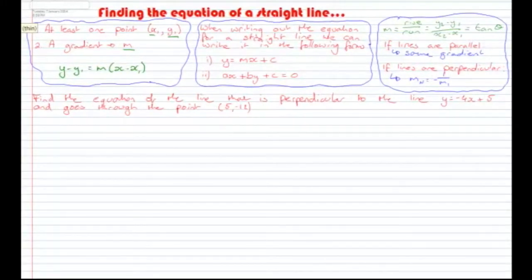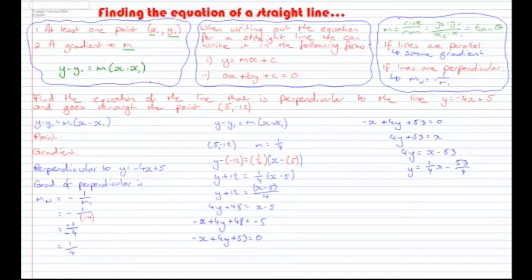Alright, so now it's time once again to press pause and attempt the following question. And remember, as always, press play and check your solutions against mine once you're done. Okay, so before you start, you should always go through and highlight the key information. So we're finding the equation of the line that is perpendicular to the line y is equal to negative 4x plus 5 and goes through the point 5, negative 12.